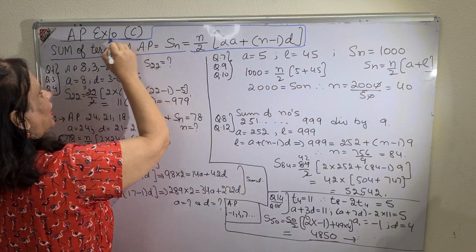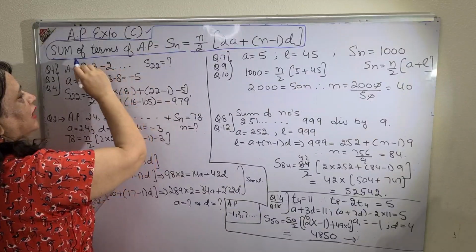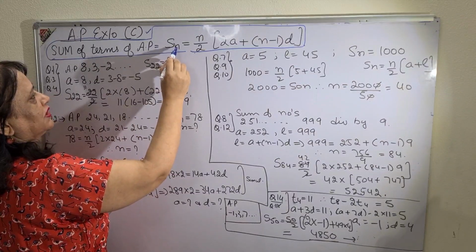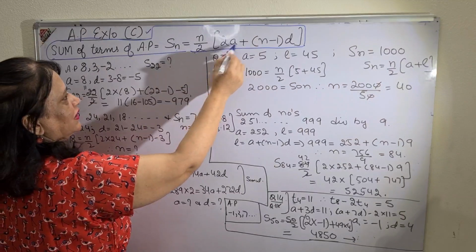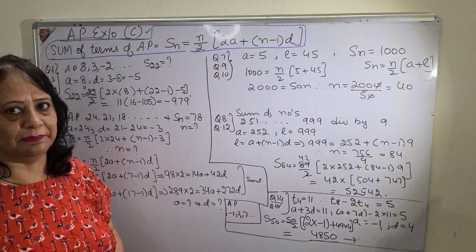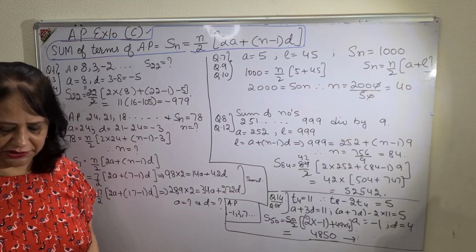So this formula will be used for exercise 10C. Sum of the terms of AP, Sn. Sn denotes the sum of the terms, where n is again the number of terms, a is the first term and d is the common difference. Other things will remain same, just a new formula. Now coming to the questions.